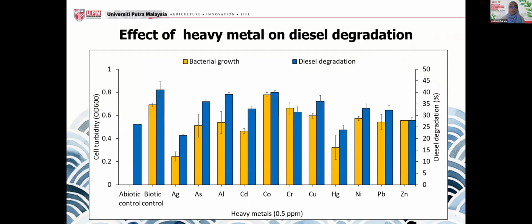Attention has also been given to heavy metal resistant bacteria in improving hydrocarbon bioremediation success, which highlights the importance of the synergistic interactions between these different bacterial species in improving biodegradation success. Surface seawater has lower concentrations of heavy metals than soil and sediment samples. Here, 11 types of heavy metals at 0.5 ppm were used. We can see that diesel degradation was inhibited by silver and mercury. We know that both silver and mercury have no known biological functions in any cell.